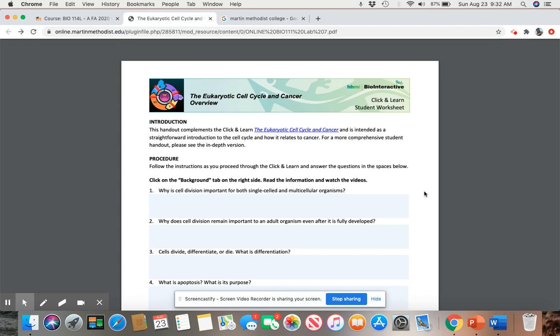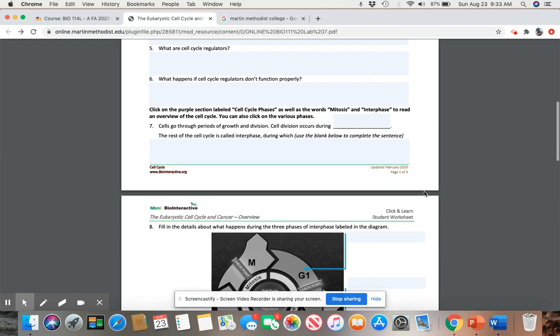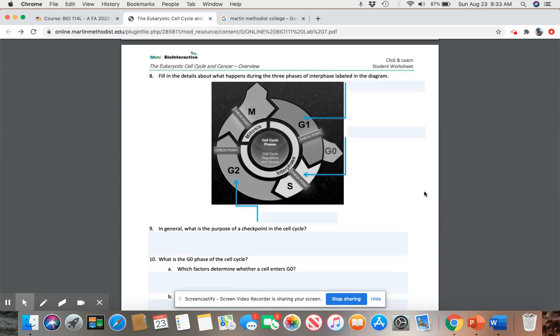Eukaryotic cells can replicate, reproducing other cells through the process of mitosis. Mitosis is part of the mitosis phase in the cell cycle, and this is what we will look at in lab.